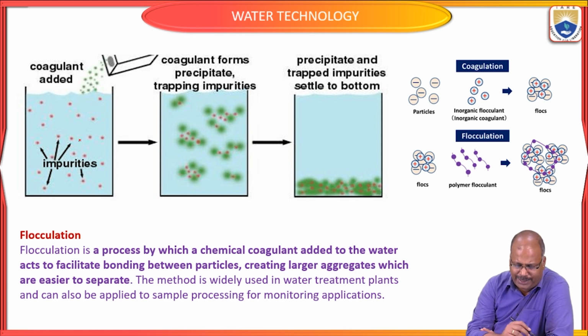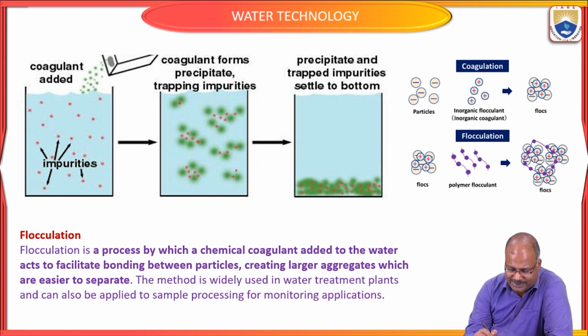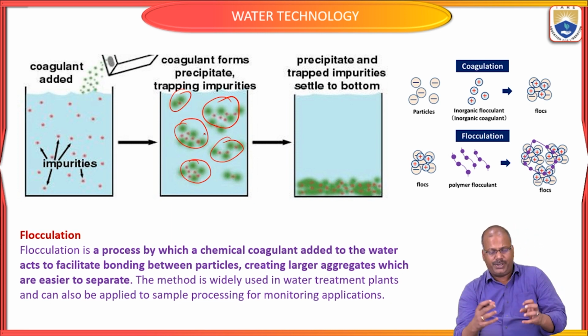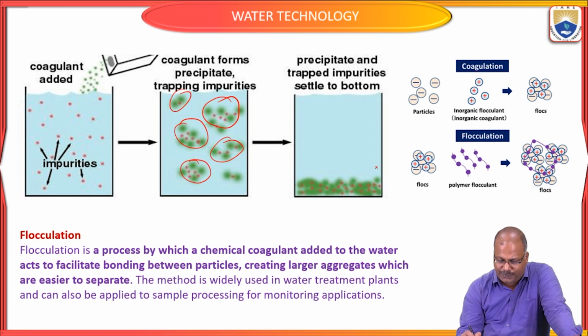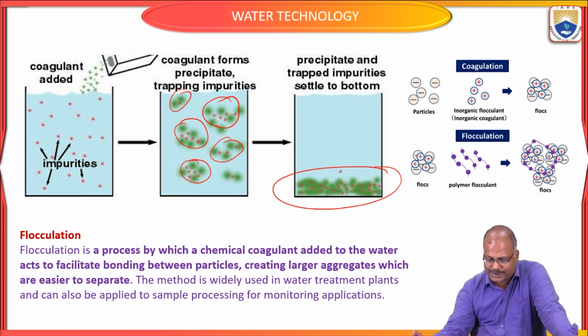So what happens if you add it? The impurities are collected along with the gelatinous precipitate. They are aggregated, slowly starting to aggregate. So when the precipitate and trapped impurities, when different impurities get coalesced, they will become big enough to settle down like this.